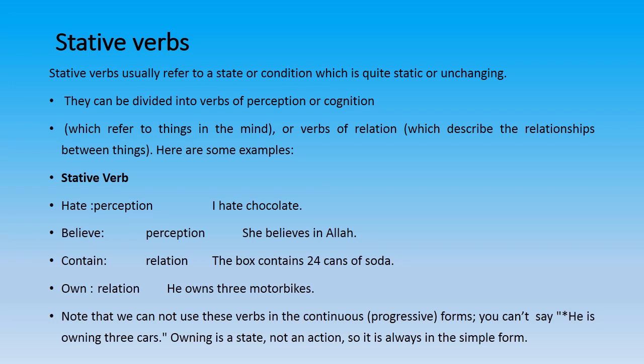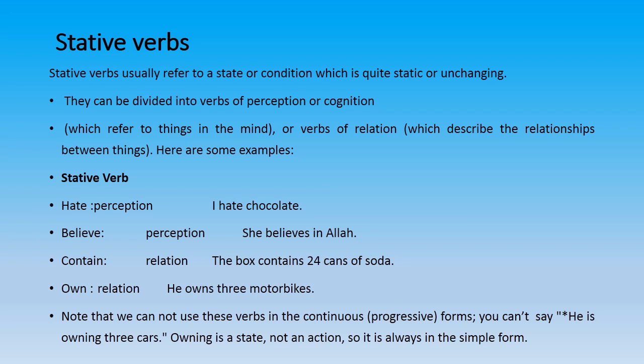Let's see some examples. Here is a word: hate. Hate is a verb. It means that we have some sort of perception in our mind. I hate chocolate. Believe is also showing some sort of perception. She believes in Allah. Contain is showing the relation. The box contains 24 cans of soda. Own, the verb own, is also showing some sort of relation. He owns 3 motorbikes.